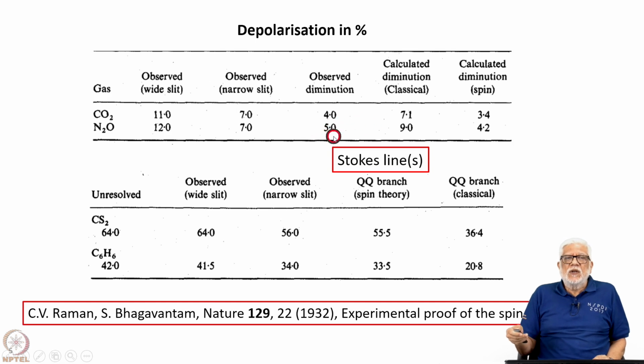If you do that, then again in the gaseous phase you observe a depolarization which agrees better with the observation if the spin is 1. If the spin is 0, what you expect classically is a very different depolarization, and so this agrees with the fact that the photon has spin 1.